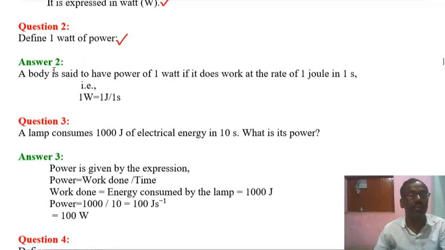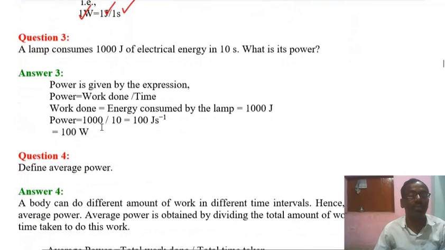It is very easy to define 1 watt of power. A body is said to have power of 1 watt if it does work at the rate of 1 joule in 1 second. So 1 watt equals 1 joule per second. Hope that there is no problem understanding the definition of 1 watt of power. Let's see the next question of this page.